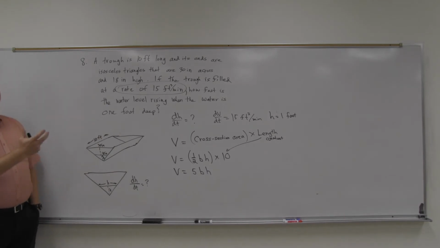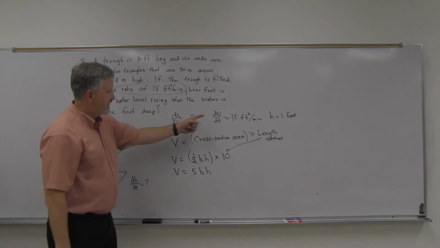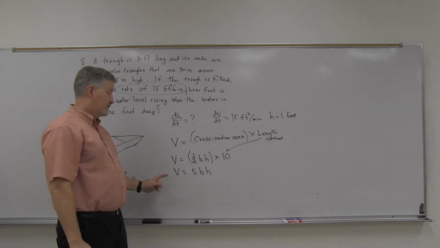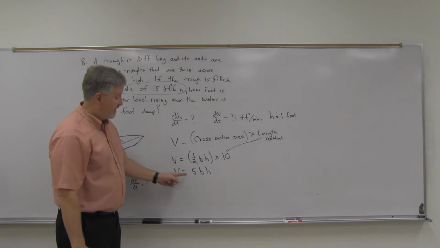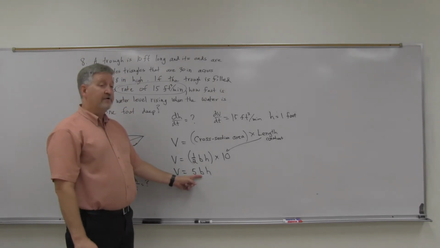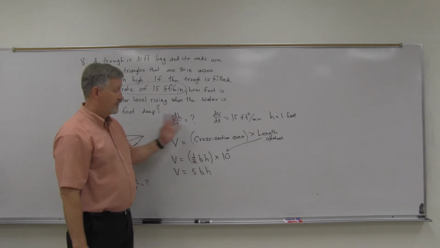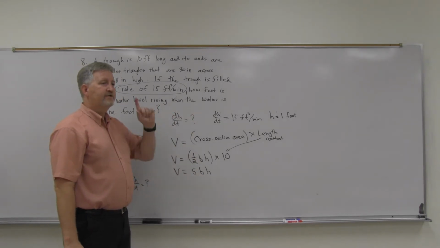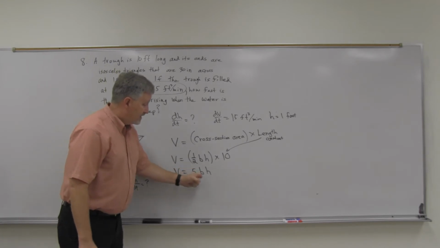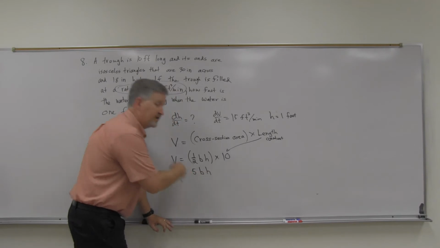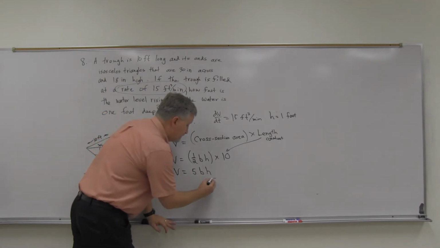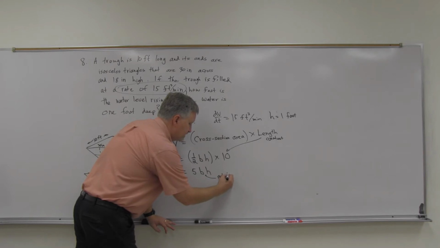Okay, so there's a formula. However, there's still a little more work to do. Here's why. I'm looking for dH over dt. I know dV over dt. But if I take the derivative as it is right now, I have a little problem because I am going to have a dB over dt, and I don't know that, it's not provided. But here's what I can do. Since I don't know anything about the derivative of B, let me get B in terms of H.